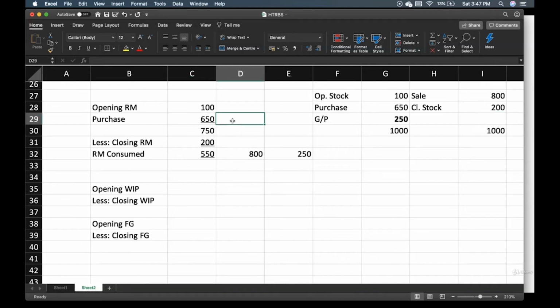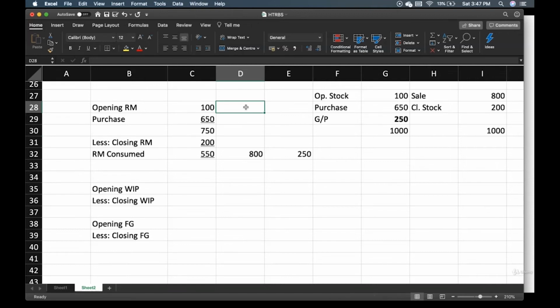So what happens when your closing balance is greater than opening balance? Obviously you will get a negative figure, and that negative figure will go to reduce your cost. That's what we discussed. On the other side, what will happen when your closing stock is lesser than opening? You will get a positive figure. It means it is getting added.